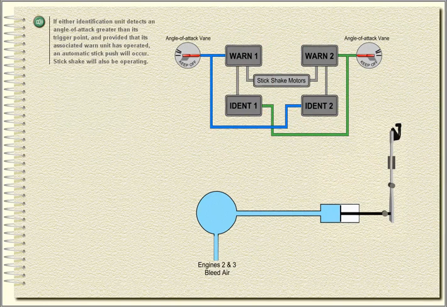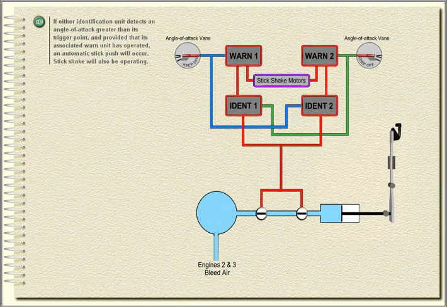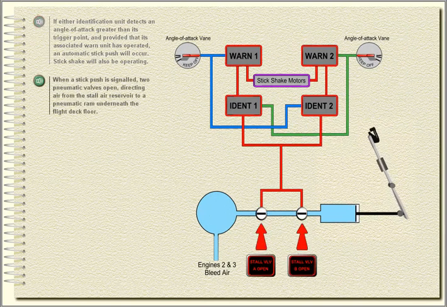If either identification unit detects an angle of attack greater than its trigger point, and provided that its associated warn unit has operated, an automatic stick push will occur. Stick shake will also be operating. When a stick push is signalled, two pneumatic valves open, directing air from the stall air reservoir to a pneumatic ram underneath the flight deck floor.